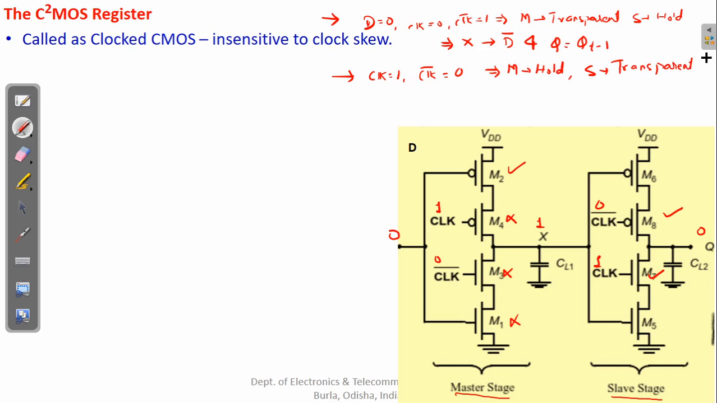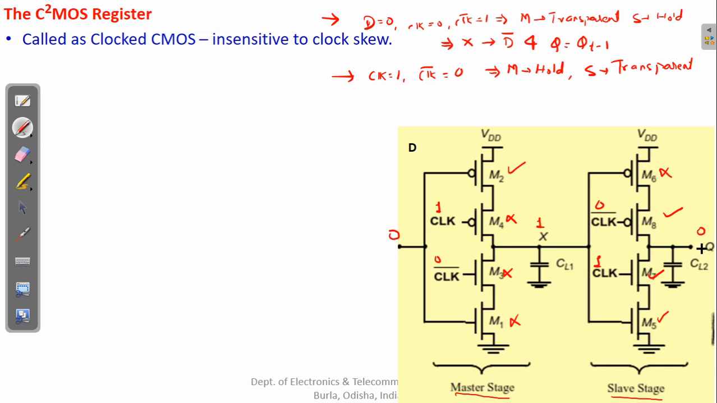Now let's see, because X is 1 here, that will make this off and this turn on, and hence Q is connected to ground via this branch, via M7 and M5, and it will become 0.